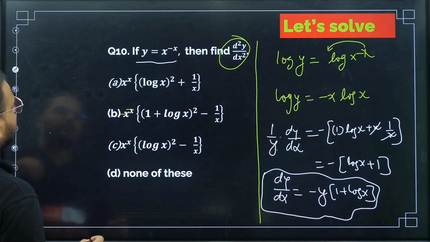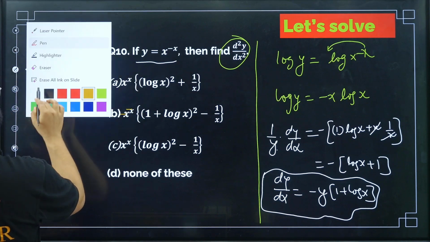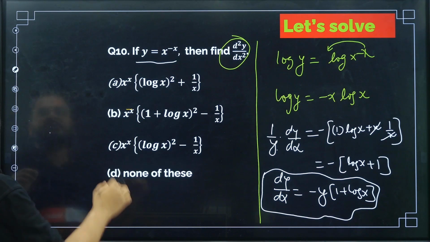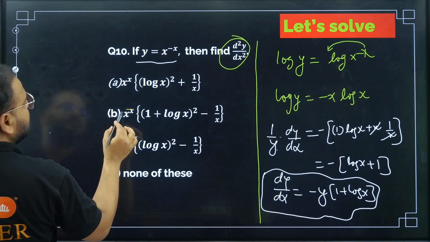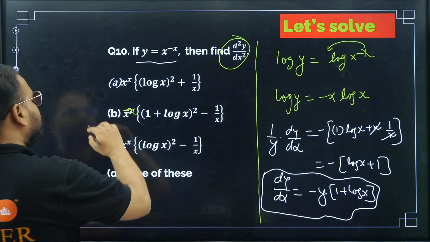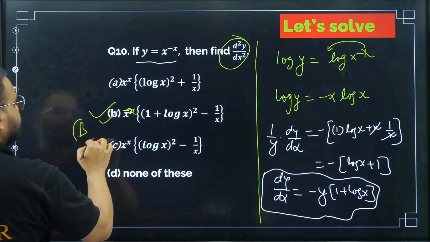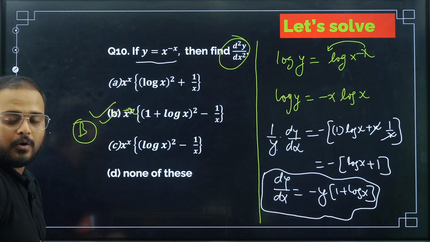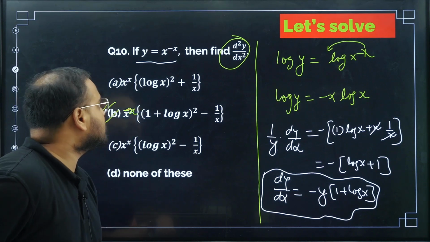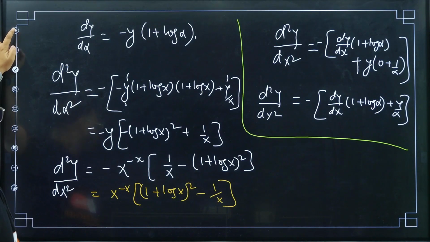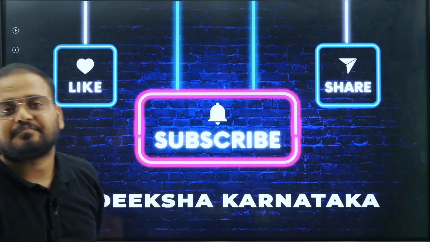So only this part. Please check here. Only this negative will be required. X power minus x. Please make this change. This is minus x, x power minus x, okay, 1 plus log x the whole square minus 1 by x. Option B is correct answer. Option B is correct answer, sir. Okay, all right. This was it, sir. I hope this is visible. Please check. Okay.